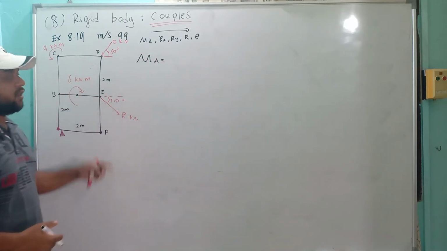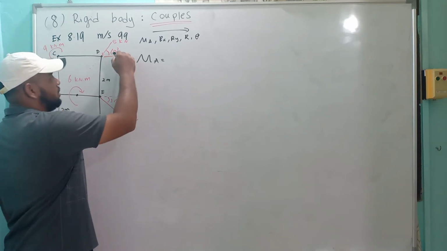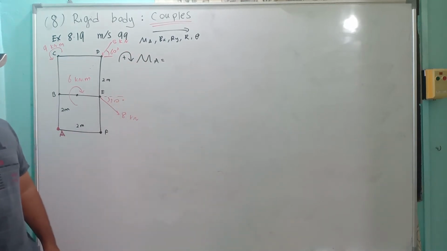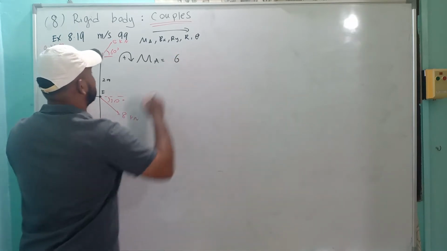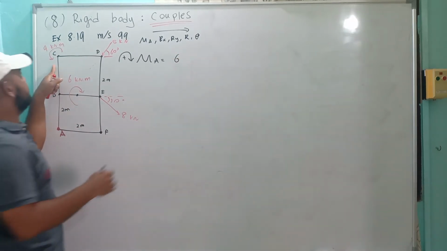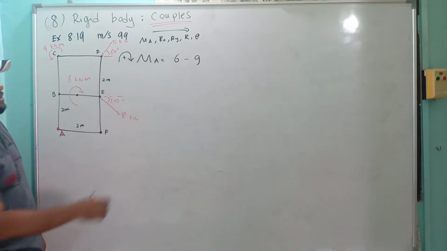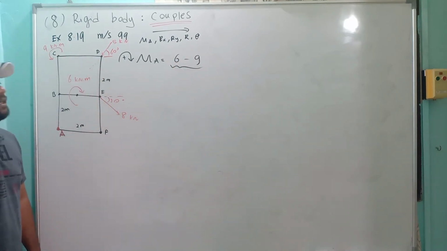Because it involves several moments and couples, we should choose our reference point, with clockwise as the positive direction. First we put the moment created by the couples, which are these two. This one is positive, so 6 kilonewton meter. This one is counterclockwise, negative, minus 9. So this is the moment created by these two couples. And then we go to the moment created by forces.